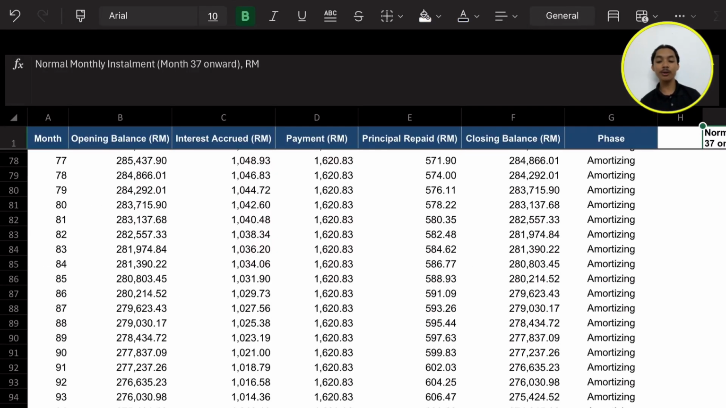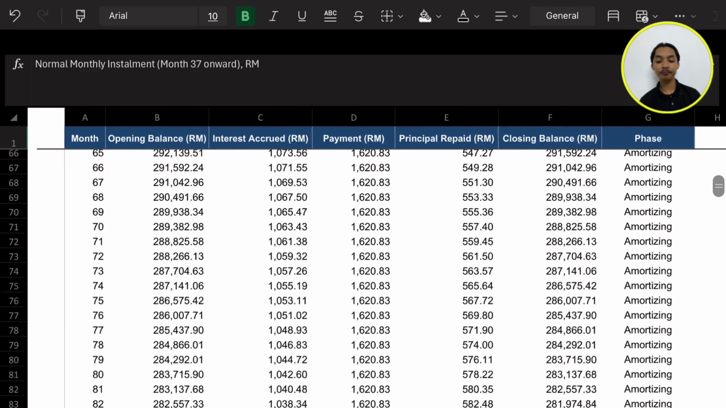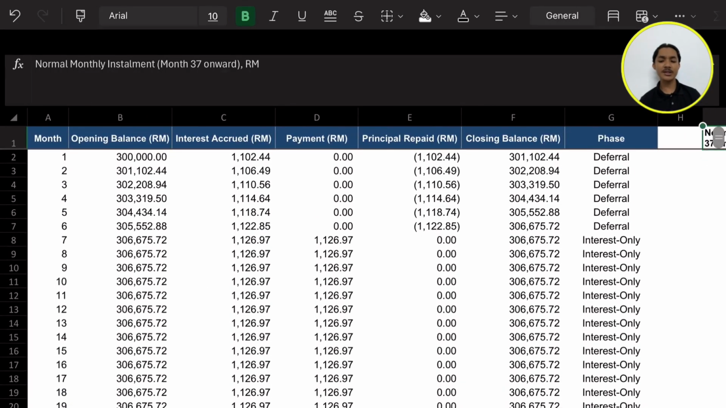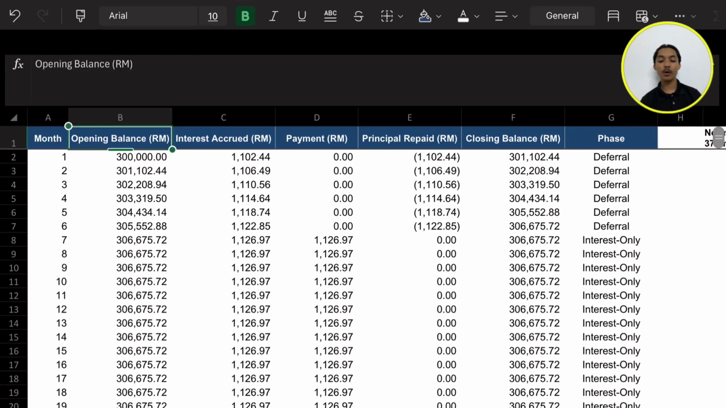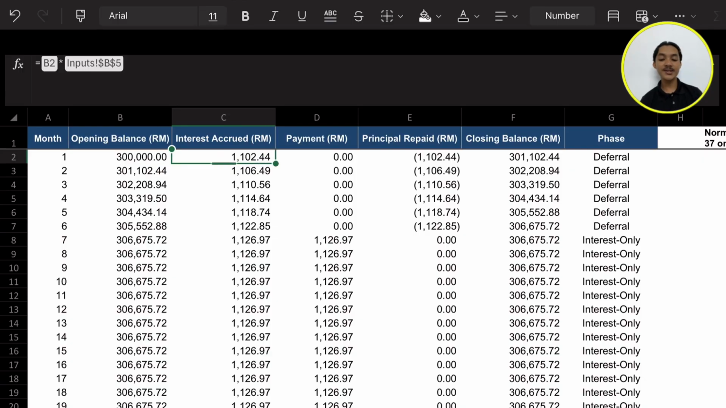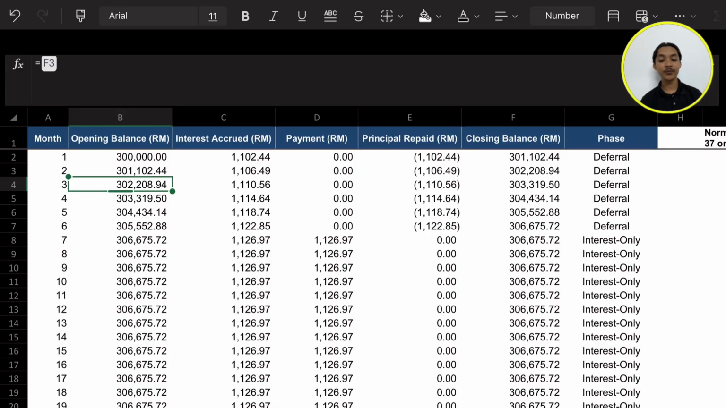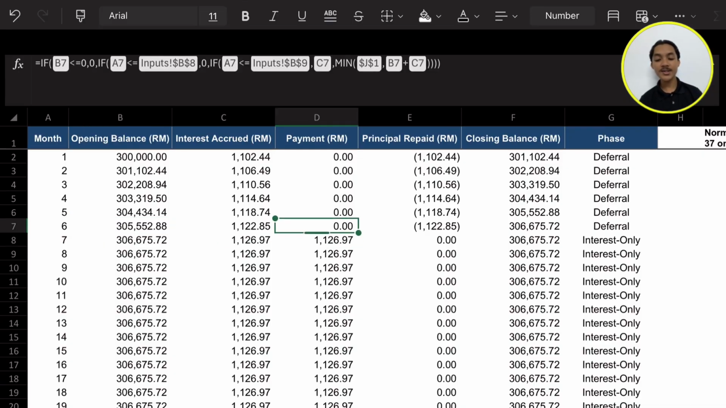From month 37, I use a fixed installment calculated once using the standard amortization formula. Installment equals the month 36 balance times the monthly rate, divided by 1 minus (1 plus i) to the power of minus the remaining number of months. That formula sits in cell J1 and I have worked it out to be 1,620 ringgit and 83 cents. So that's my answer to part 1.